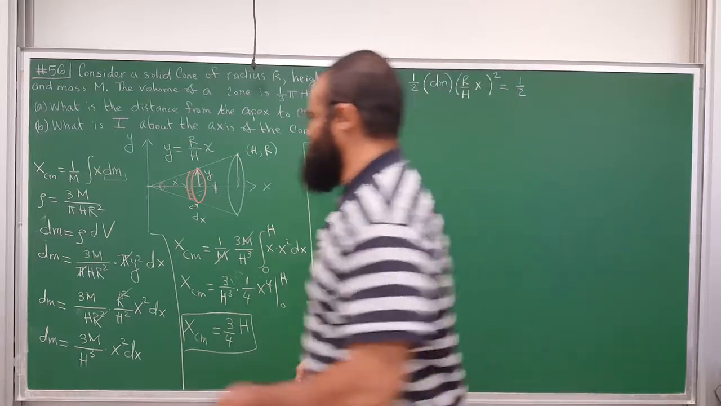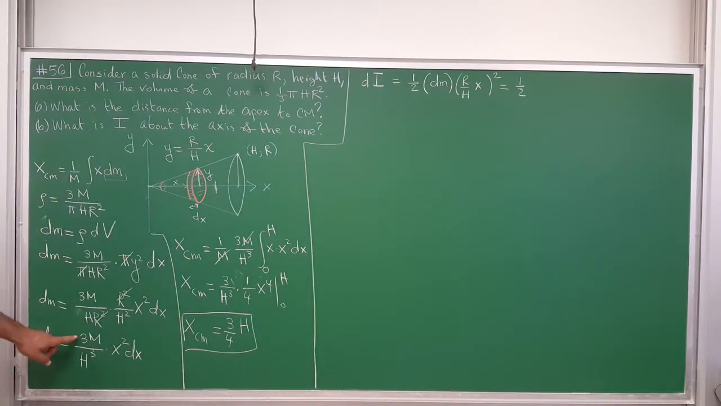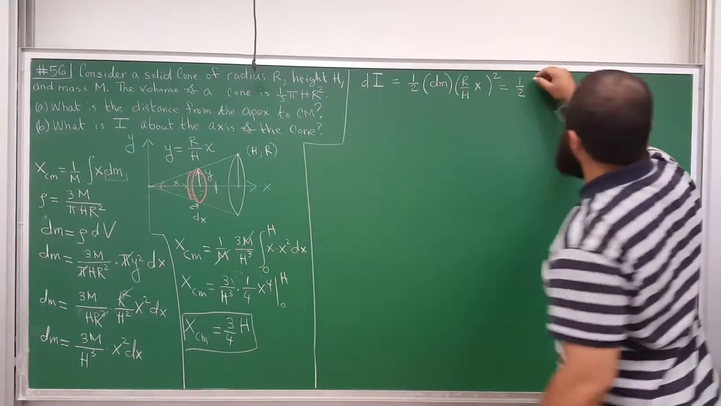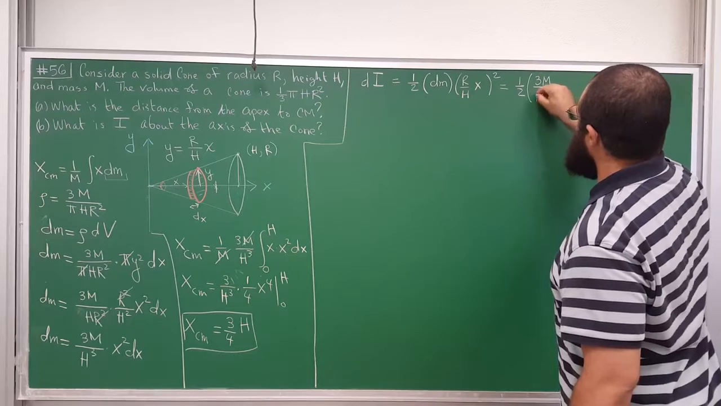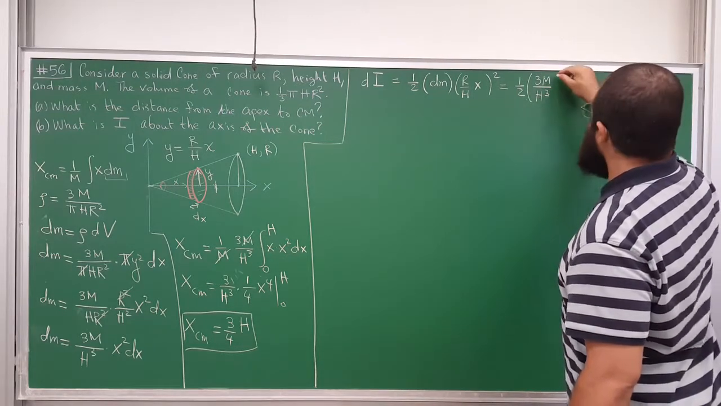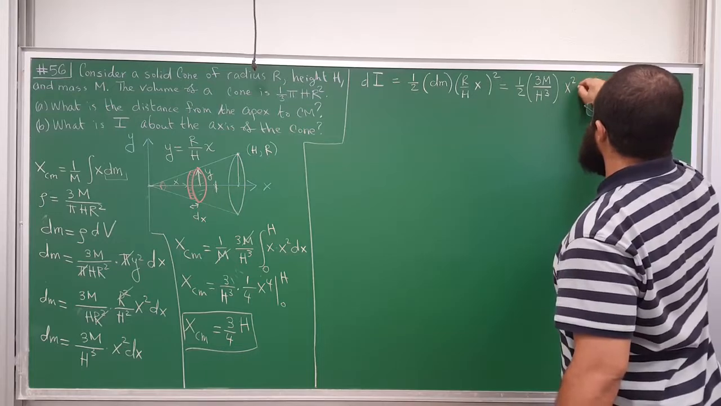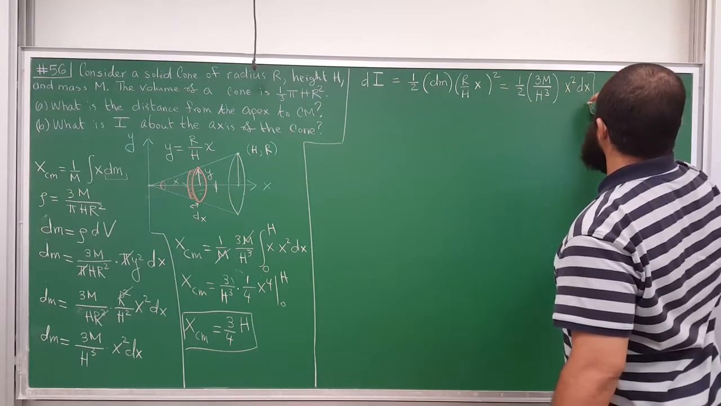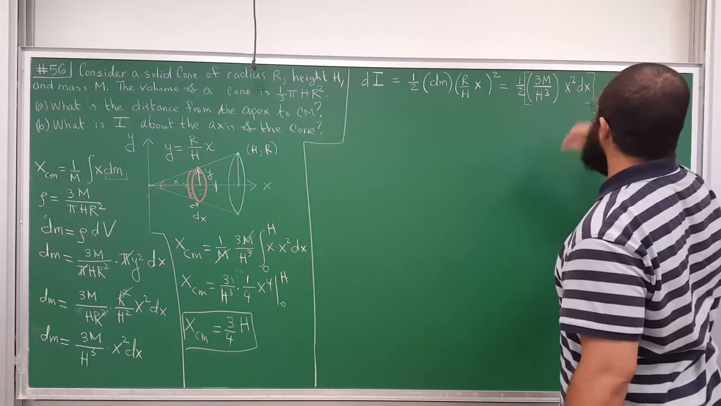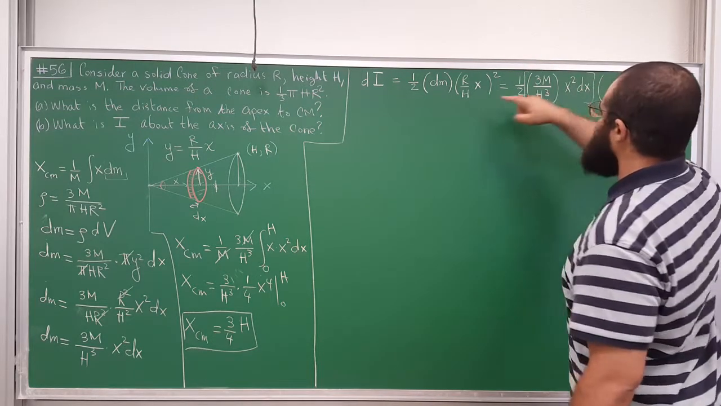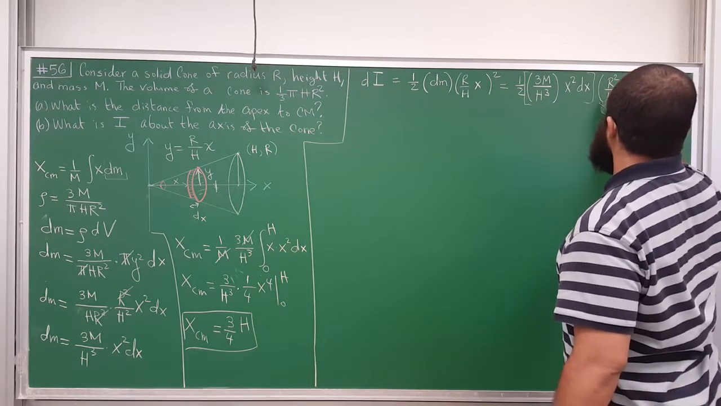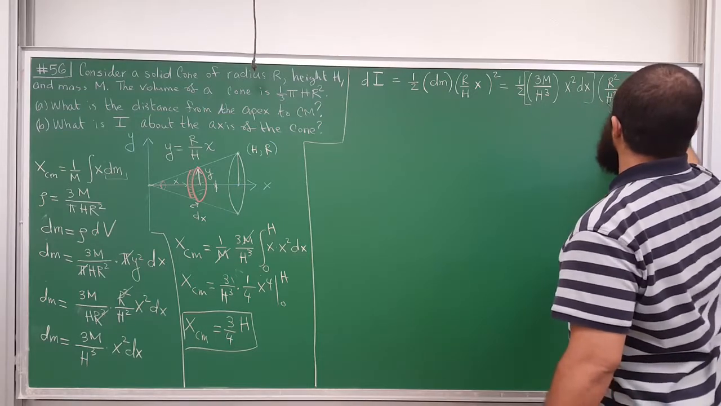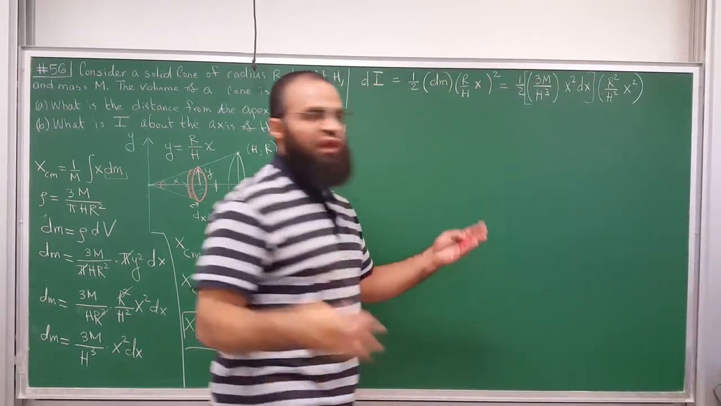What's dm? Oh, nice. We found dm earlier. Here it is. It's 3 capital M over h cubed x squared dx. So let's write it down. So it is 3M over h cubed, and then x squared dx, this whole thing here is the dm part. And then here I have this thing squared. So I get r squared over h squared times x squared, like so. I think we have it.